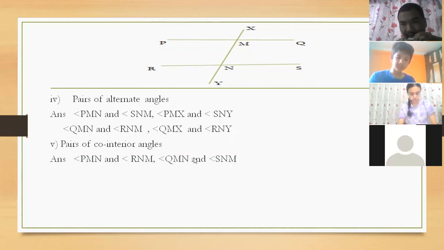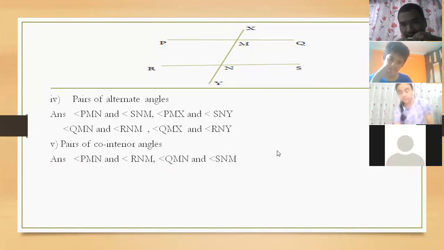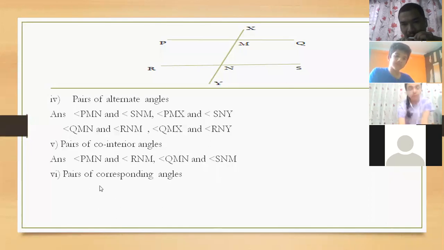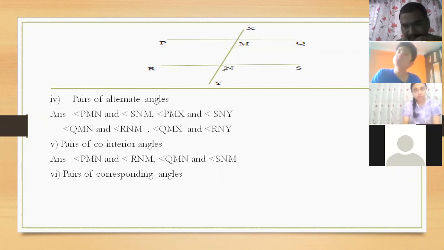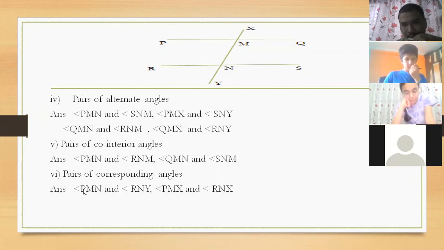Okay, children, now look here. I am showing you the next one: pairs of corresponding angles. How many pairs of corresponding angles will there be? Four pairs of corresponding angles. One will be outside and another will be inside, as I told you, and they will be formed at different vertices, one exterior and one interior. The pairs of corresponding angles are like this: PMN and RNY, and PMX, which is exterior.